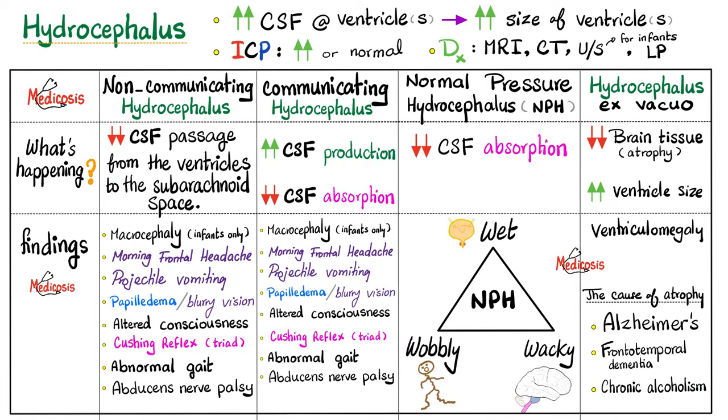So here are the types of hydrocephalus. We have non-communicating hydrocephalus, we have communicating hydrocephalus, we have normal pressure hydrocephalus, or NPH for short, and we have hydrocephalus ex vacuo, also known as hydrocephalus with ventriculomegaly, because the ventricles are huge. So what is true in all of these conditions? What's true is that there is increased CSF inside the ventricles, which increases the size of the ventricles.